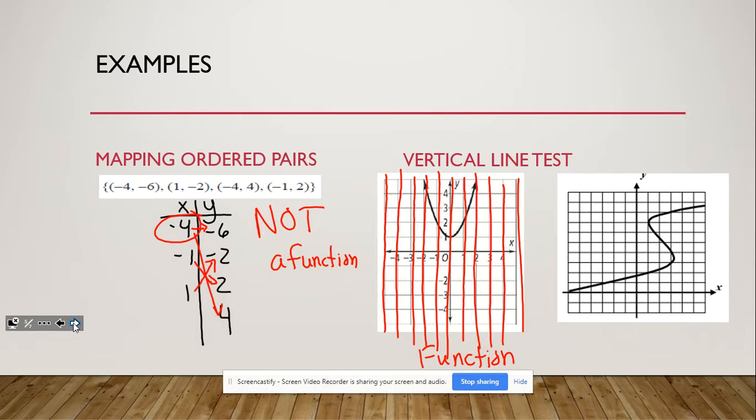Let's try the second one. I'm drawing my vertical lines. I'm only hitting the black graph once so far. But wait, now I've hit it twice. I'll hit it 3 times here. It only takes one example, but I have 2 there, where the vertical line is hitting the graph more than once. This is not a function.